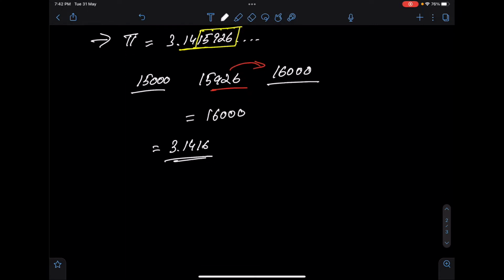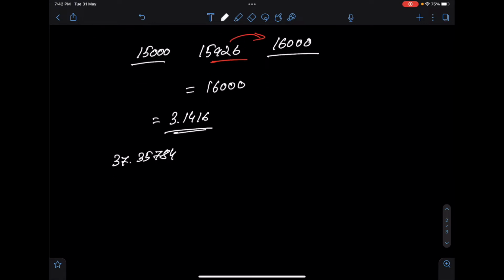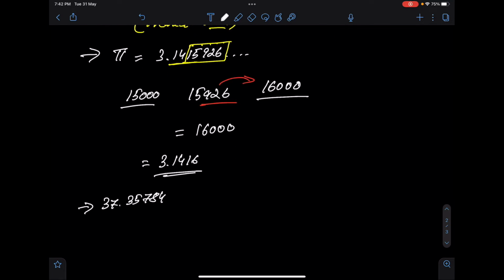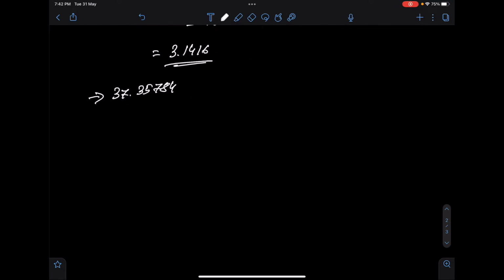Similarly, we'll take another example, that is 37.35784. Suppose this is the example. Let me just point it. That was number one, this is number two. Okay, here this part we will take, there are 5 digits here, so we don't need to worry at all.